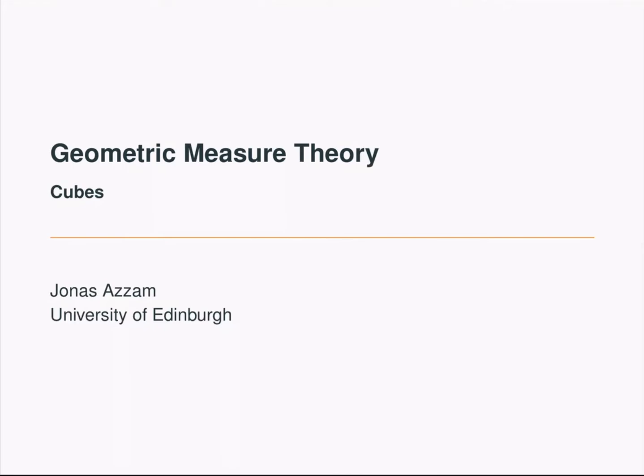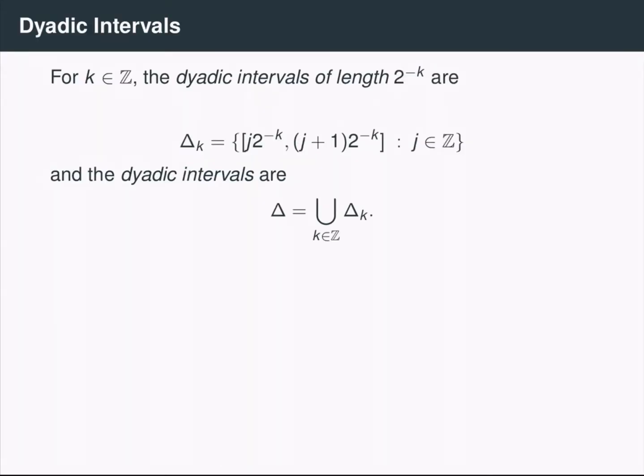Now, before discussing these results, we'll first discuss a similar covering result not for balls, but for cubes, or more specifically, dyadic cubes. So let's review the definition of dyadic intervals and dyadic cubes. For an integer k, the set of dyadic intervals of length 2 to the minus k are a collection of intervals, each of length 2 to the minus k, whose endpoints are situated at integer multiples of 2 to the minus k, that tile the real line.